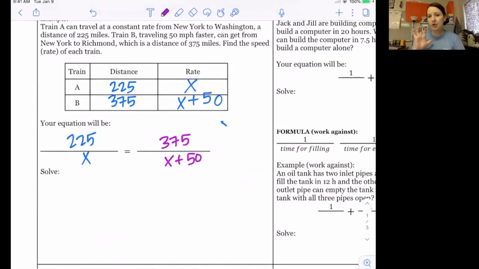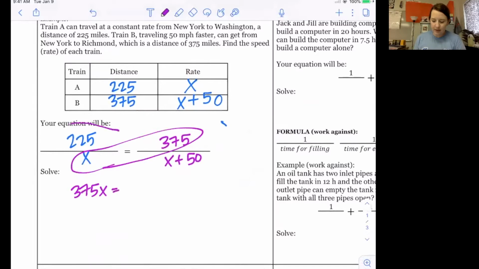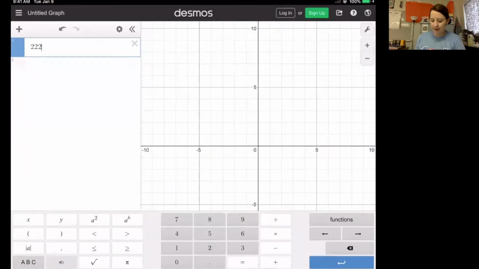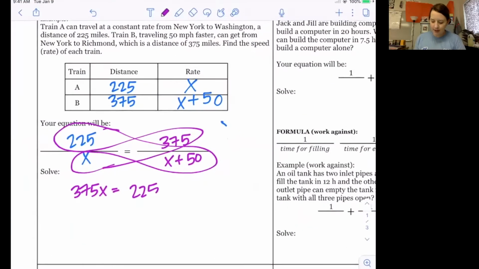So anytime we have a proportion where it's just a fraction equals a fraction, we're going to cross multiply. So here I have 375x equals, here we're going to have to do 225 times x, which is 225x, and then 225 times 50, which is 11,250. So, sorry, that should have an x, plus 11,250.